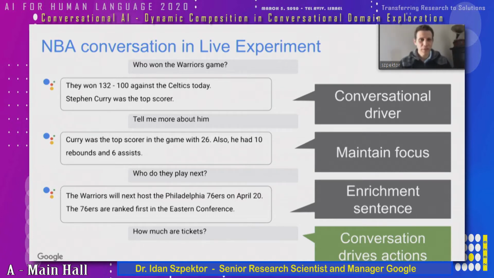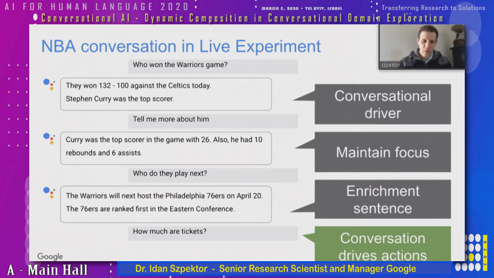And what you can see here is a conversation that starts, who won the game? You get the answer again, they won against the Celtics, but we had some conversation driver. In this case, Curry was the top scorer, trying to see if the user is interested in starting a conversation with us. In this case, the user was, and he asked, tell me more about him. We can understand the focus. We understand we're still talking about Curry in a specific game, provide more information, how many points he scored, he had 10 rebounds, 6 assists. And the user then asks, who do they play next? Again, you have to maintain the focus, understanding we're talking about the Warriors, and can provide the answer.